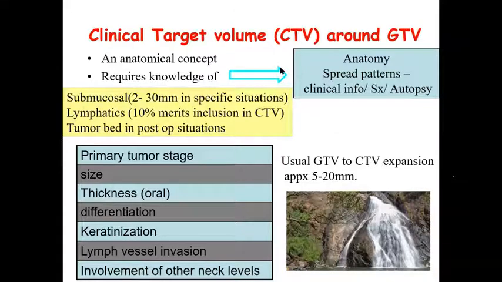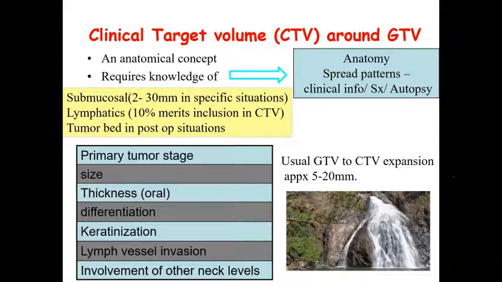So very occasionally we see the spread of about as little as 2 millimeters, and that too, say, for instance, in early larynx. Similarly, another outlier or a specific situation is hypopharynx, posterior pharyngeal wall, which may spread up to 30 millimeters.